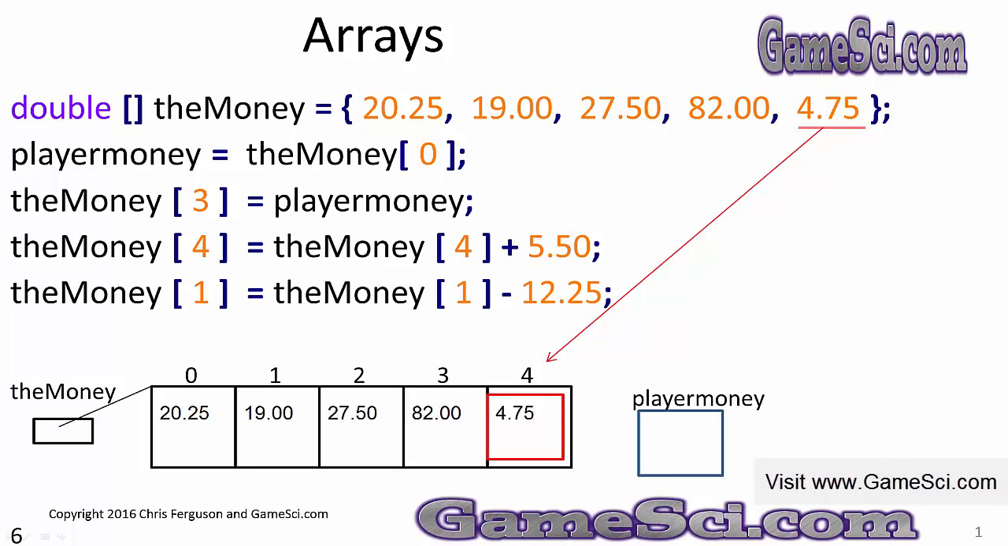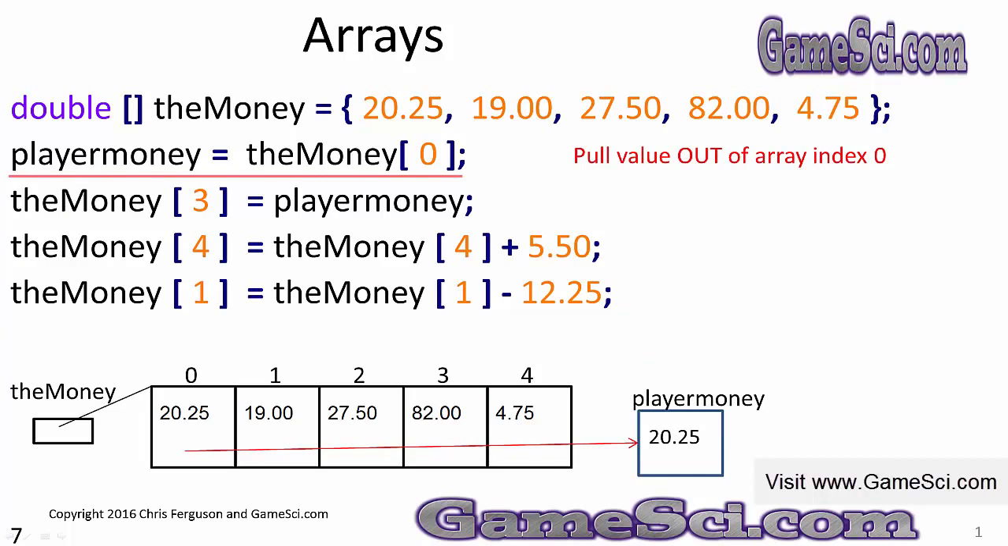Now that we've created this array and filled it with numbers, let's look at how we can use the numbers in the array. Let's say we want to access how much money the player at position 0 has. So I'll execute a line of code, player money equals the money index 0. Pull the value out of array index 0 and assign it to the variable player money. So array subscript 0 pulls out a 20.25 and transfers it to the variable player money. Player money is a separate variable outside the array. I pulled something out of the array and assigned it to that variable.